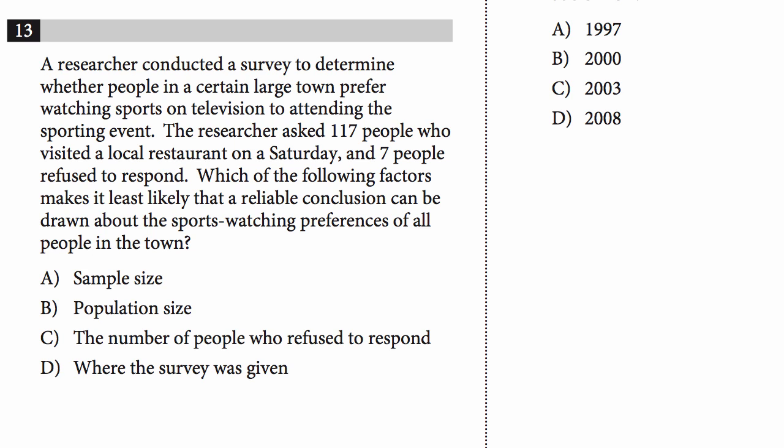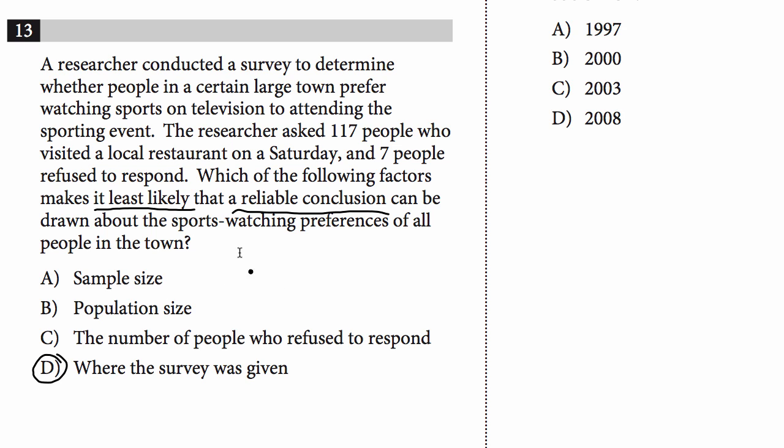So this question, I think, is a little, I don't want to say unfair, but the way it phrases it here, which of the following factors makes it least likely? All right, so least likely that a reliable conclusion. So which one of these answers screws up the survey the most? That's basically what they're saying. Least likely that a reliable conclusion can be drawn. So the one you want to pick is D.